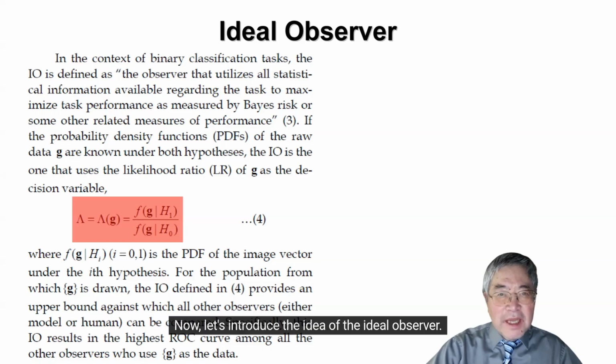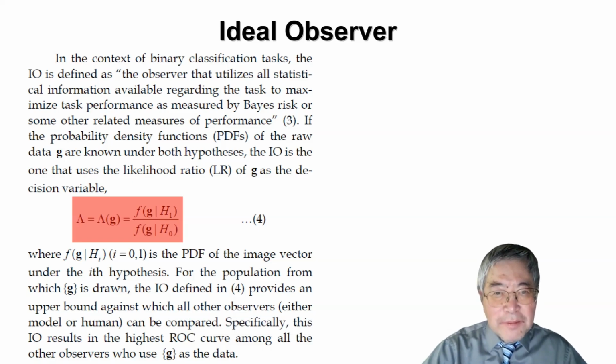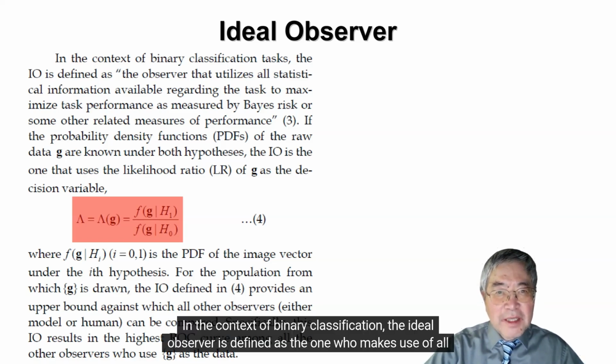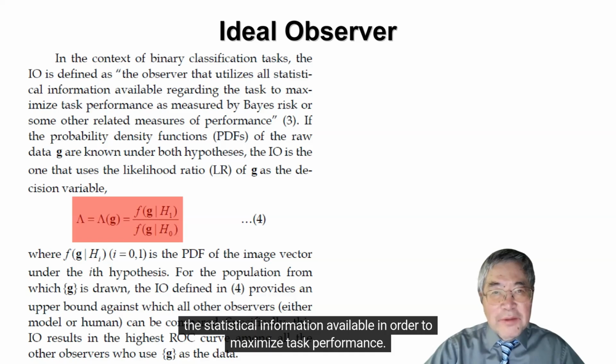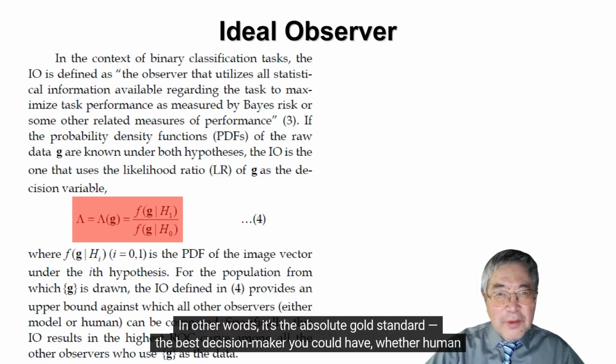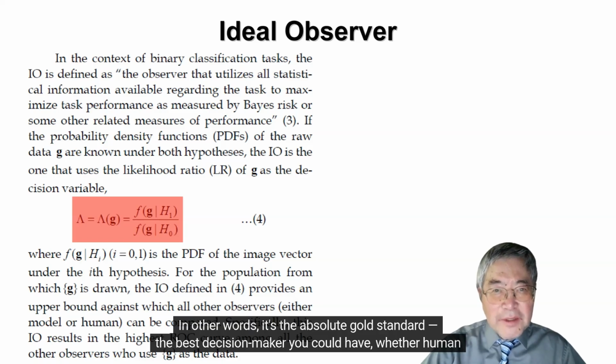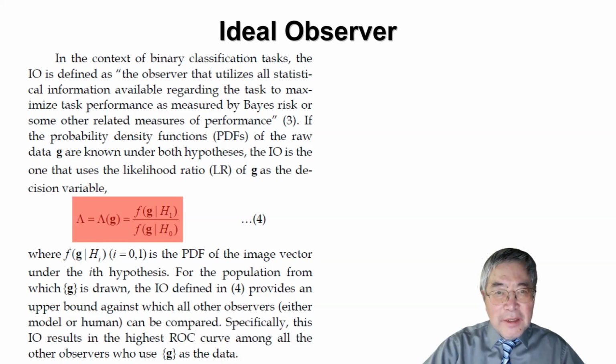Now let's introduce the idea of the ideal observer. In the context of binary classification, the ideal observer is defined as the one who makes use of all the statistical information available in order to maximize task performance. In other words, it's the absolute gold standard, the best decision maker you could have, whether human or machine.